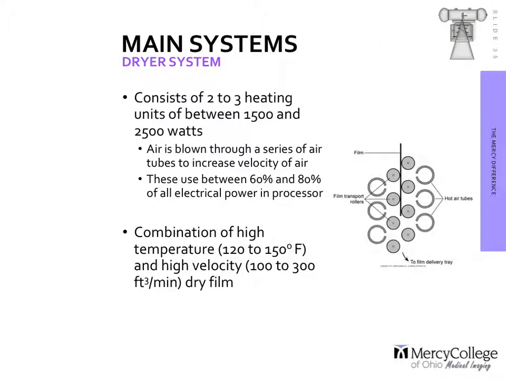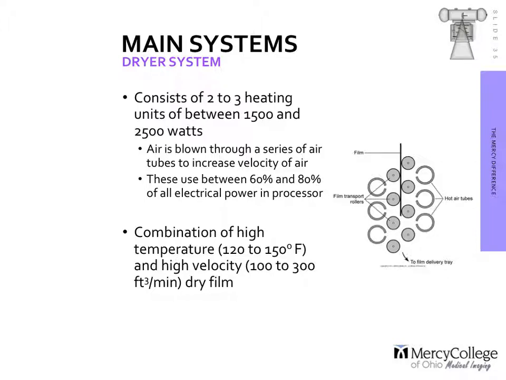Now the final system is the dryer system. So after the wash, it enters the dryer, but the dryer itself takes a ton of power. Anywhere between 60 to 80% of all power dedicated to the processor is going towards the dryer, and power is indicated in the unit of watts. So you can see 1500 to 2500 watts is going to be utilized for this system.